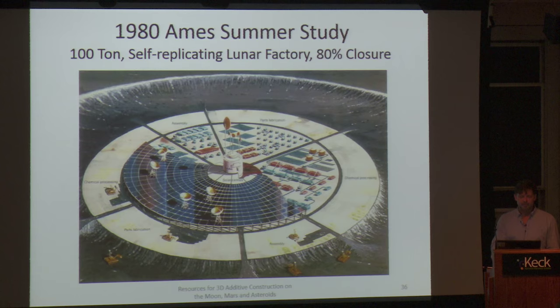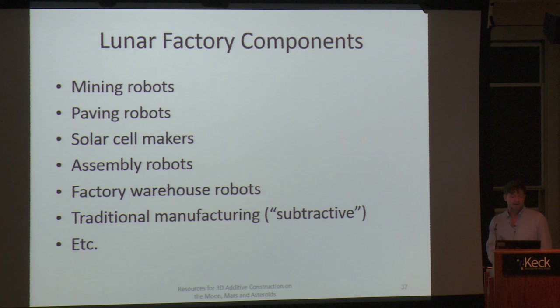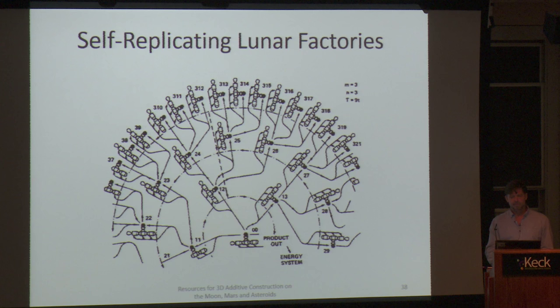In 1980, there was a study: what can you do if you take this to the limit? Put a lot of different processing technologies together on the moon. With a large group of study participants, they came up with a list of factory components and scoped it out somewhat, and they found that for 100 tons of hardware on the moon, they could create 80% of itself. It could almost replicate itself. You could end up having a self-replicating lunar factory where factories build factories, and you can grow a very large industry on the moon. That's in the long term.